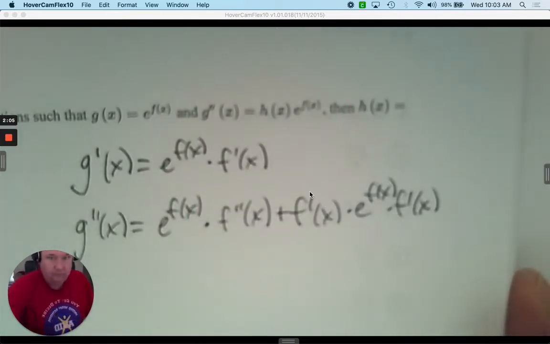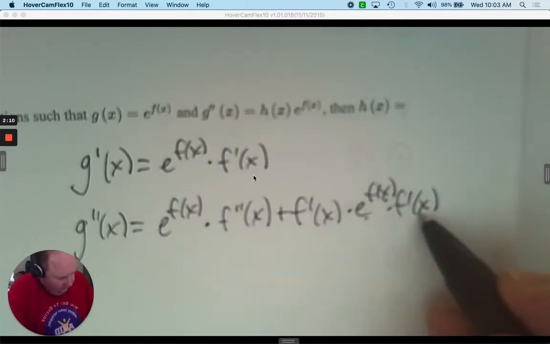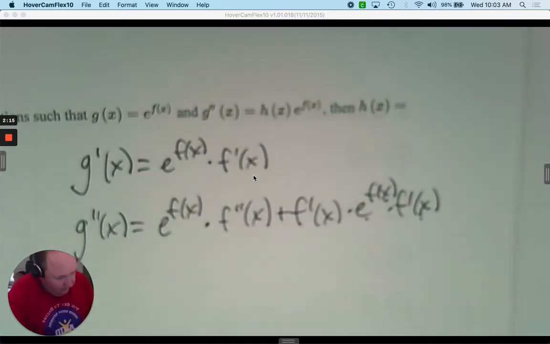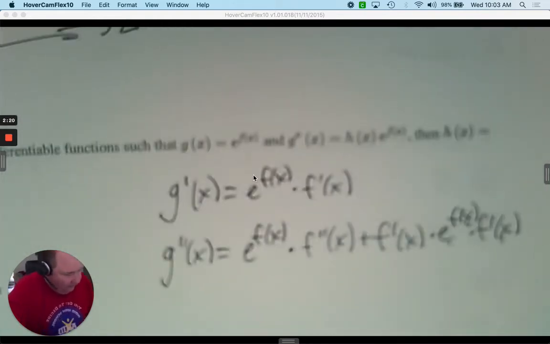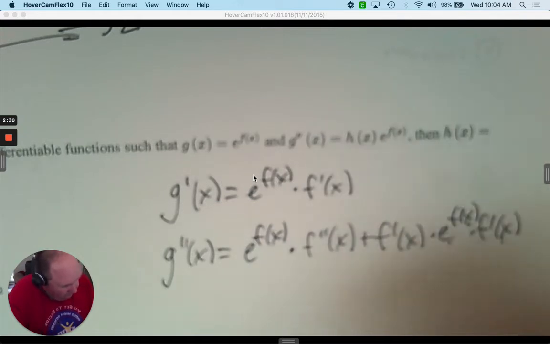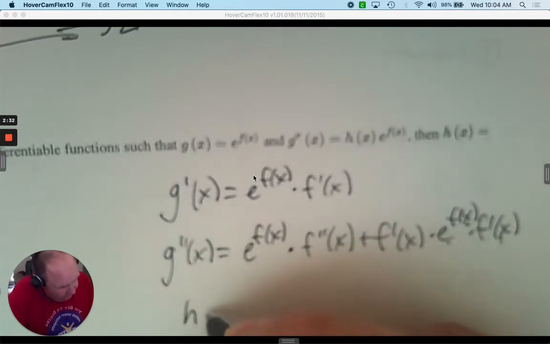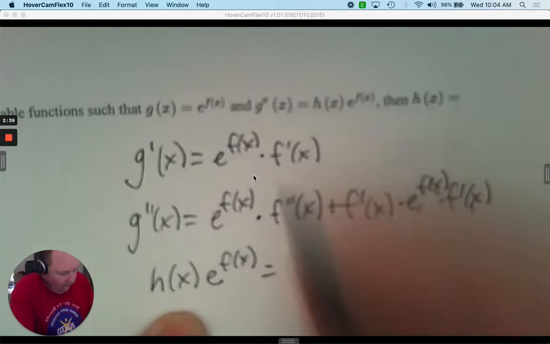Now, I know this second part, e to the f of x times f prime of x. And my goal again is to figure out h of x, which could match here. So let's see if I can make some connections so I can replace some stuff. I do know that the second derivative is h of x times e to the f of x. I know that, so these are the same, and then I still have this.